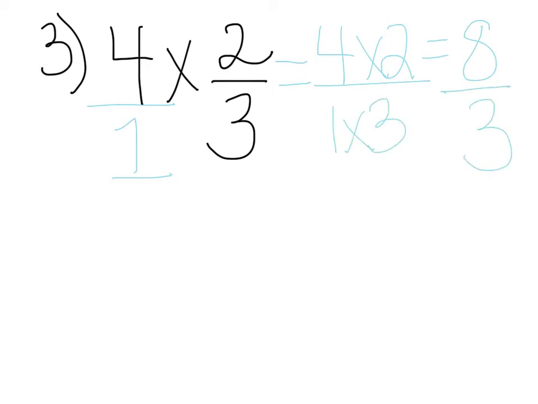Now we're not done here because 8/3 is improper. So we're going to change this to a mixed number. 3 goes into 8 twice, which is 6, so there's 2 remaining. 2 and 2/3.